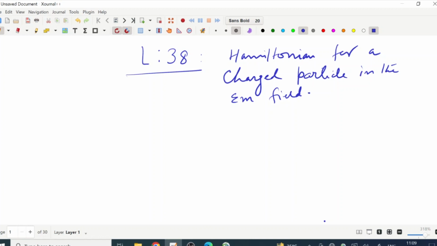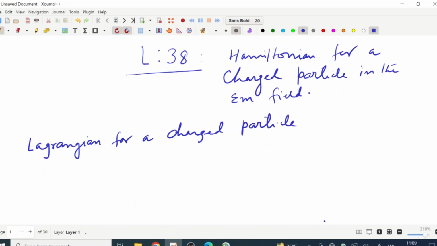So, let us start with the Lagrangian for a charged particle. Let us have mass m and charge q in the electromagnetic field. So, we know the Lagrangian, let me write.